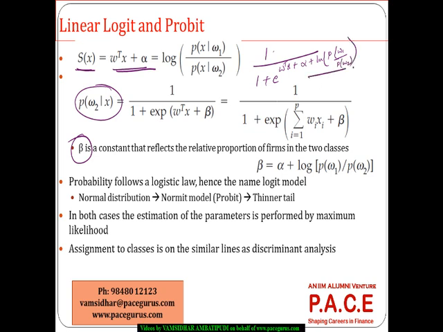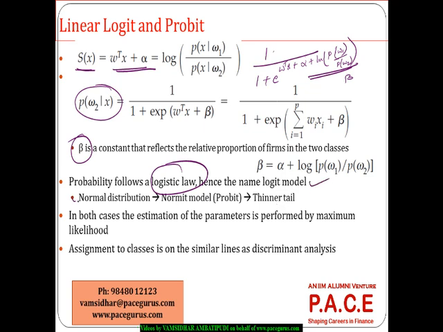This entire thing we have called beta, which we simply said as alpha plus log probability of W1 by probability of W2, which is coming out as a constant, talking about the relative proportion of the firm in the two classes. The only difference we are talking of here is the probabilities. We are following a logistic law, and that's the reason we are calling it a logit model.